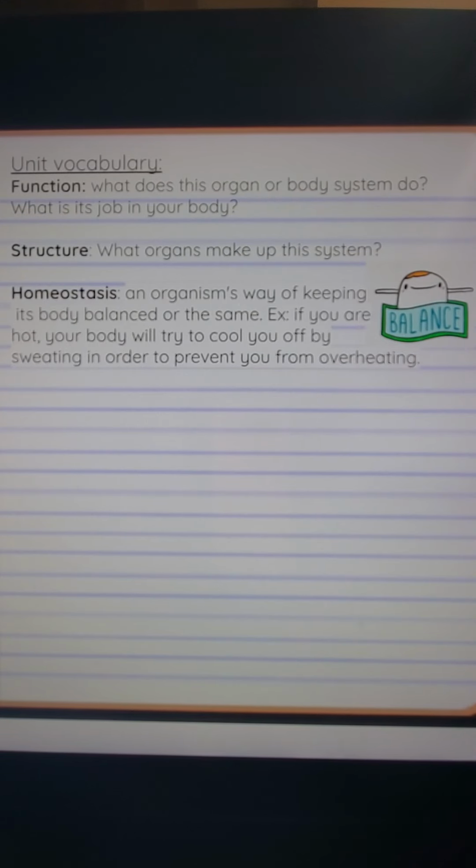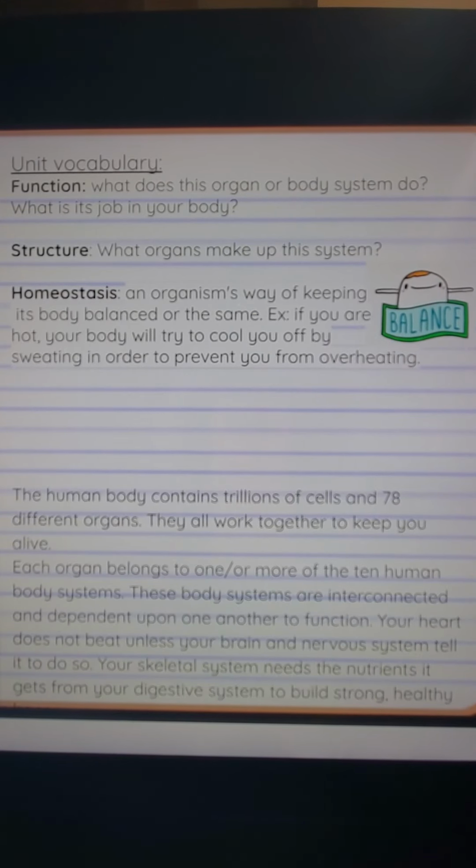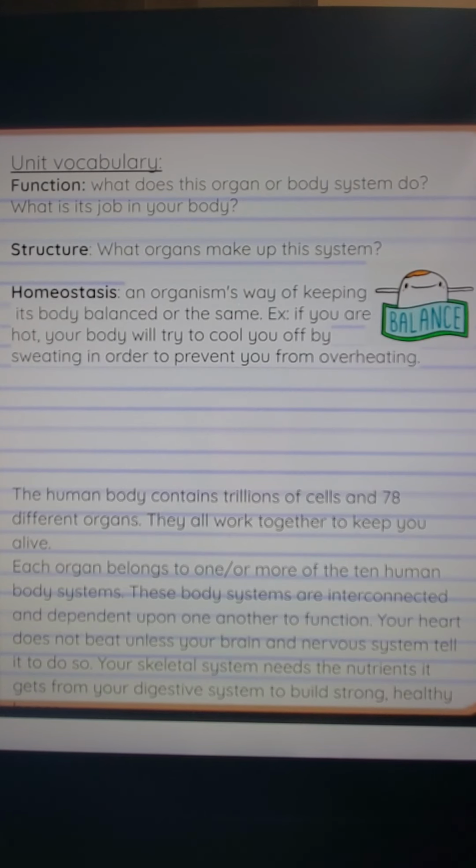And I added this down here just because I thought it was interesting, but you're not going to have to write this into your notes. It says, the human body contains trillions of cells and 78 different organs. They all work together to keep you alive. Each organ belongs to one or more of the 10 human body systems. These body systems are interconnected and dependent upon one another to function. Your heart does not beat unless your brain and nervous system tell it to do so.